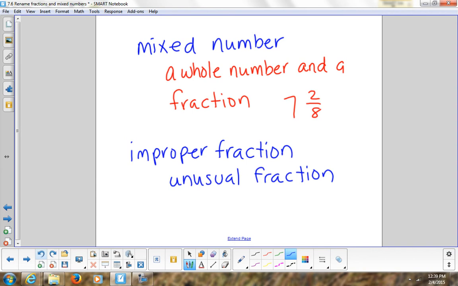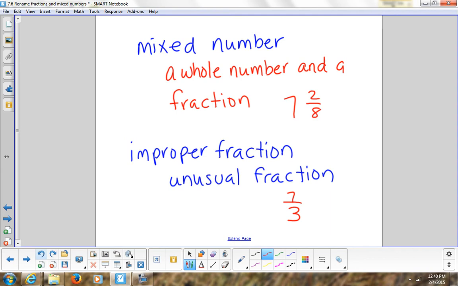So, if I have an improper fraction, what do you think that means? If the proper fraction is a small number on top and a big number on bottom, what do you think an improper fraction is? A big number on top. Big number on top, small number on the bottom. So 7/3 is an improper fraction, because it's vice versa, right? Is everybody clear on the difference between a mixed number and an improper fraction?